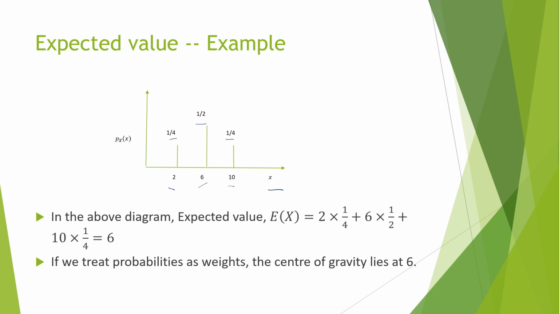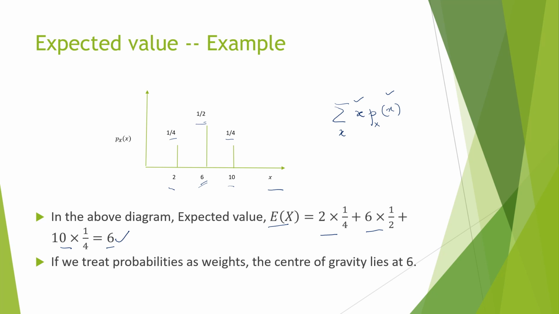We know the equation. It is sigma for all values of x, the product of x with the PMF for the respective value. Here X has 3 values and we have 3 probabilities. Now if I substitute the values in E[X], we have 2 into 1 by 4, the first term, and the second term is 6 into 1 by 2, and the third term is 10 into 1 by 4. Summation of all these terms gives us 6 as the expected value.